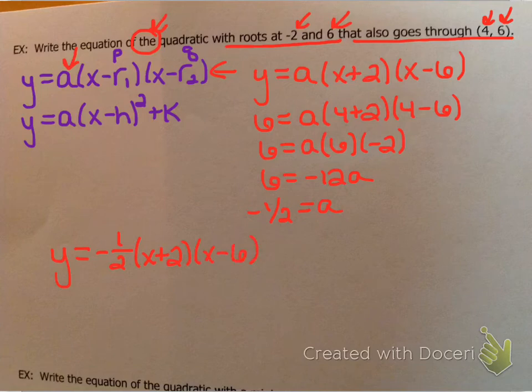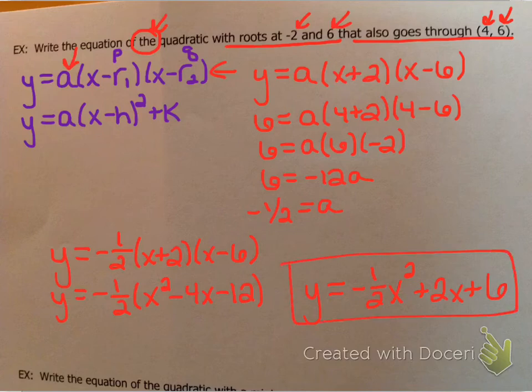Now we're going to be multiplying all of our equations out, so we may as well go ahead and start now. And so what we would do first is we would FOIL these two binomials together, and we would get x squared minus 4x minus 12. And then we would distribute the negative 1/2 through there. And so our final answer would be negative 1/2 x squared plus 2x plus 6. There's the standard form for our quadratic.